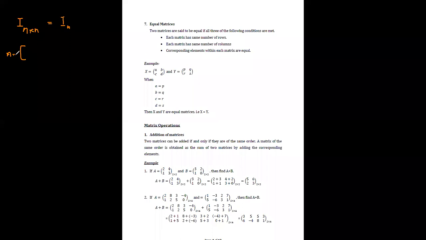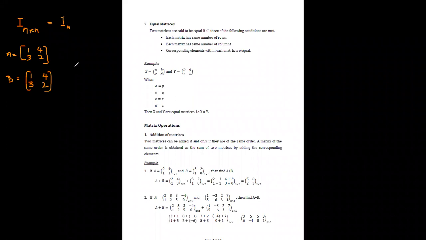Suppose this matrix A is 1 4 3 2, and I'm taking another matrix, matrix B, which is again 1 4 3 2. You may wonder why we need to have these as A and B separately. It is because you can see that all these elements are the same, and simply we can say these two matrices are the same. But when we are using these matrices in calculations, we have to follow the concept of equal matrices.